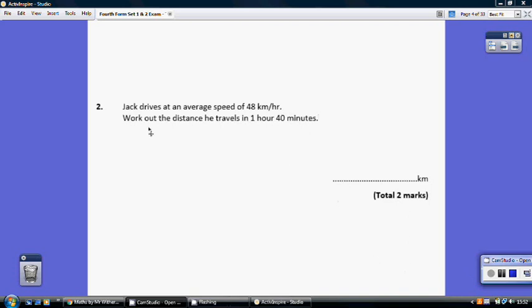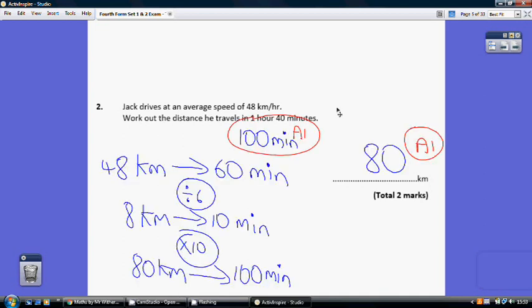Question 2. So Jack drives at an average speed of 48 kilometers per hour. Work out the distance he travels in 1 hour 40 minutes. So really the only catch here is not to fall in the trap of thinking 1 hour 40 minutes is 1.40, because of course it's not. We've got 40 minutes in an hour. So 1 hour and 40 minutes is 100 minutes. So I think the best way to do this, my preferred way, is you just do it by proportion rather than relying on that triangle thing.